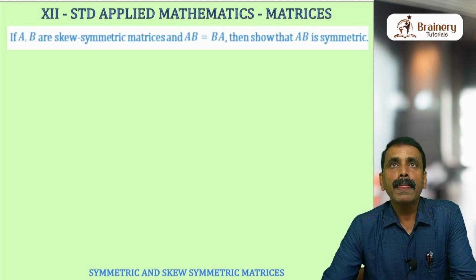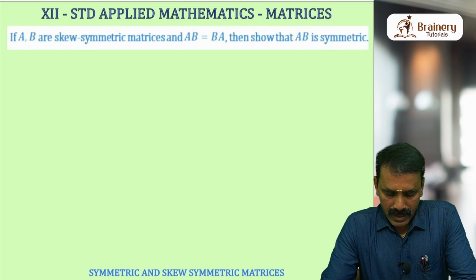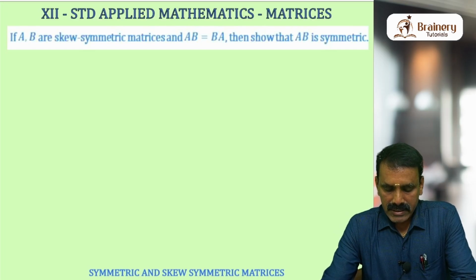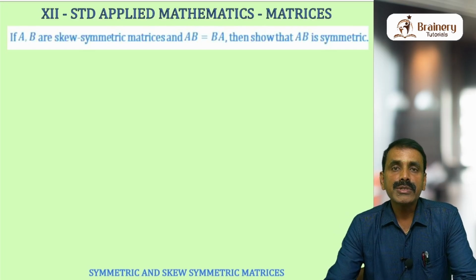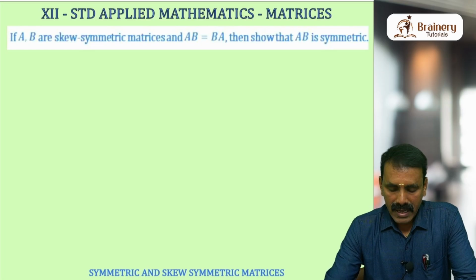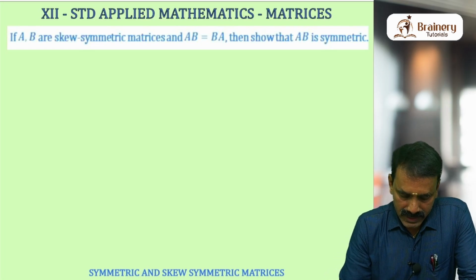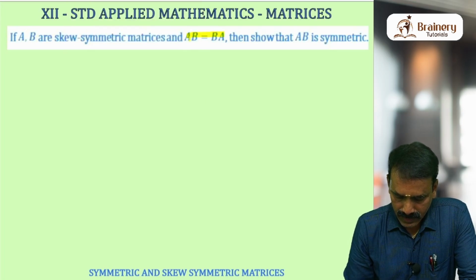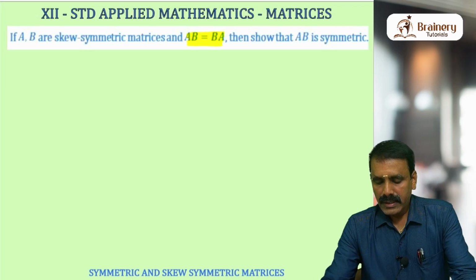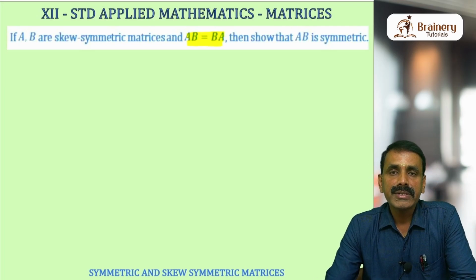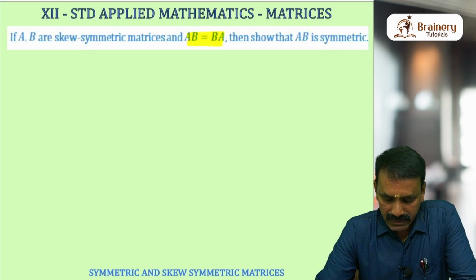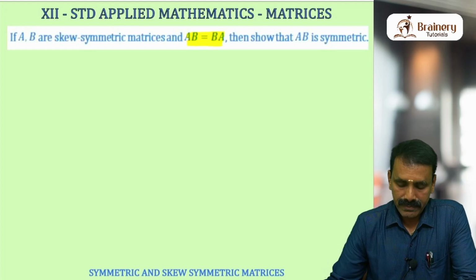What is given? A and B are skew symmetric matrices, and AB is equal to BA. Then show that AB is a symmetric matrix. A and B are skew symmetric, but we are supposed to prove AB is symmetric, and the extra condition given here is AB is equal to BA.